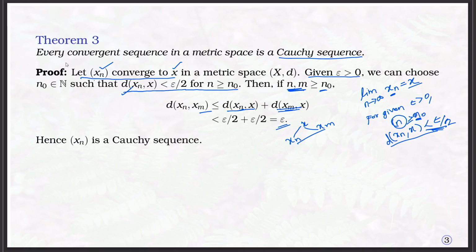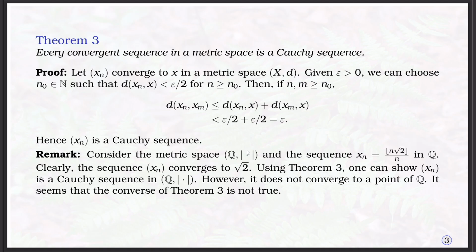Now you can see here that every convergent sequence in a metric space is a Cauchy sequence. Then what about the converse? Whether every Cauchy sequence in a metric space is convergent, that we need to verify. For that, consider the metric space, the rational number system with the standard metric, and consider the sequence xn as the floor of n times root 2, over n.